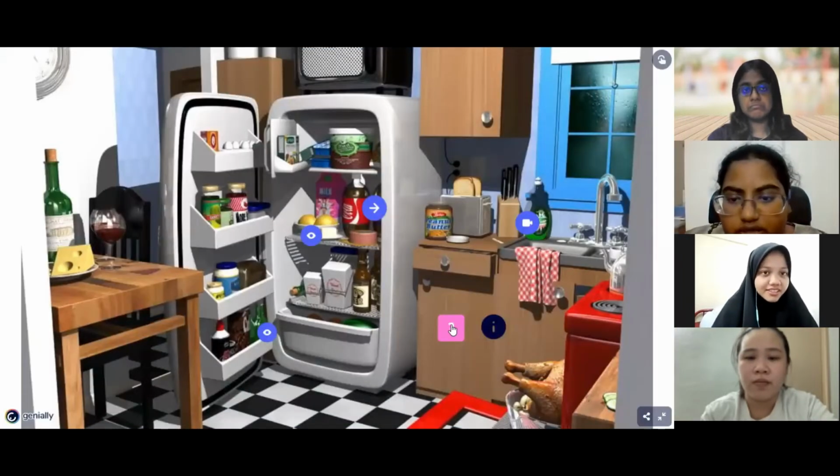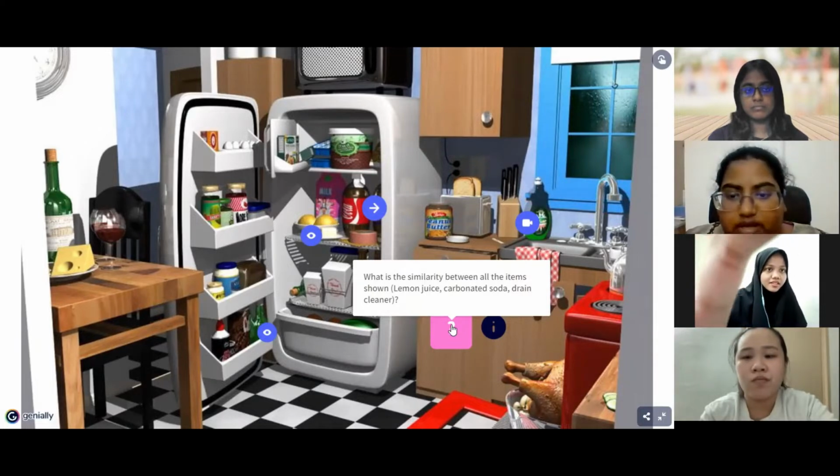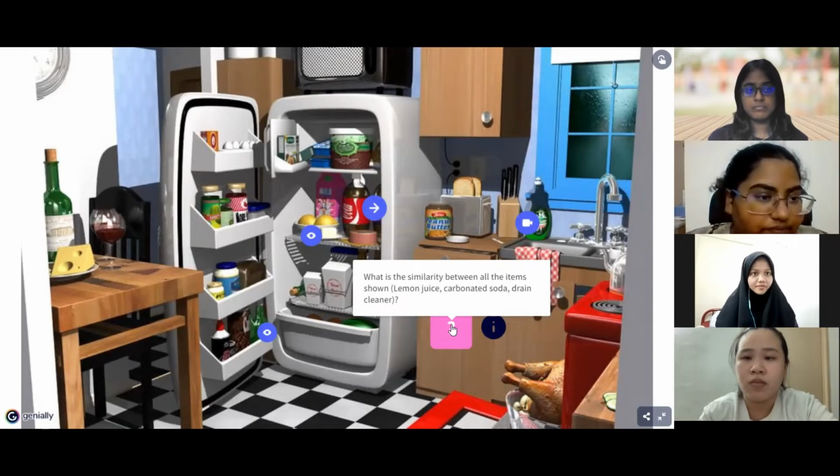Now let's look at this, okay? What is the similarity between all the items that we saw just now? Lemon juice, carbonated soda, drain cleaner. We know that one is alkali, another one is acid. So what is the similarity? Who would like to answer?